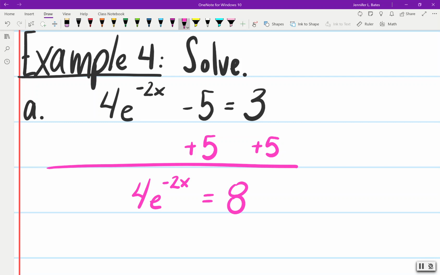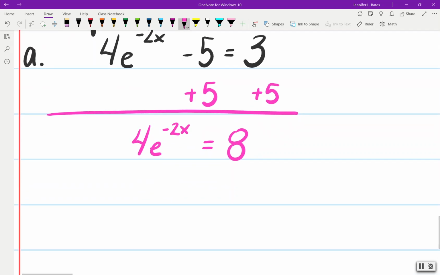My x is still trapped in the exponent, so I'm trying to isolate that piece. Right now, there's a 4 hooked on there. How do we get rid of the 4 that's hooked on there? We add the 4, subtract the 4, multiply the 4, divide the 4. We're going to divide the 4 because it's being multiplied to e. So the opposite of multiplication is division.